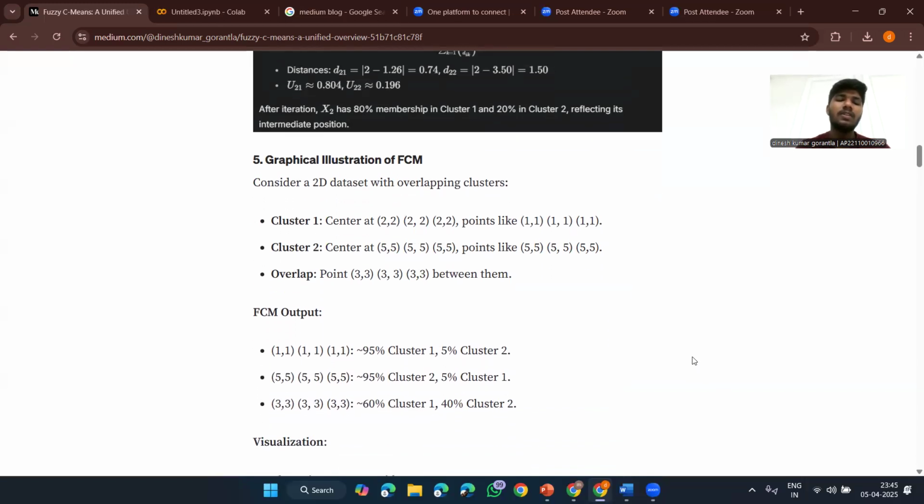FCM output for the point (1, 1) will be 95% cluster 1, and the remaining 5% cluster 2. Then the next one, (5, 5), will be 95% cluster 2, 5% cluster 1. Now another output will be (3, 3): 60% cluster 1, 40% cluster 2.